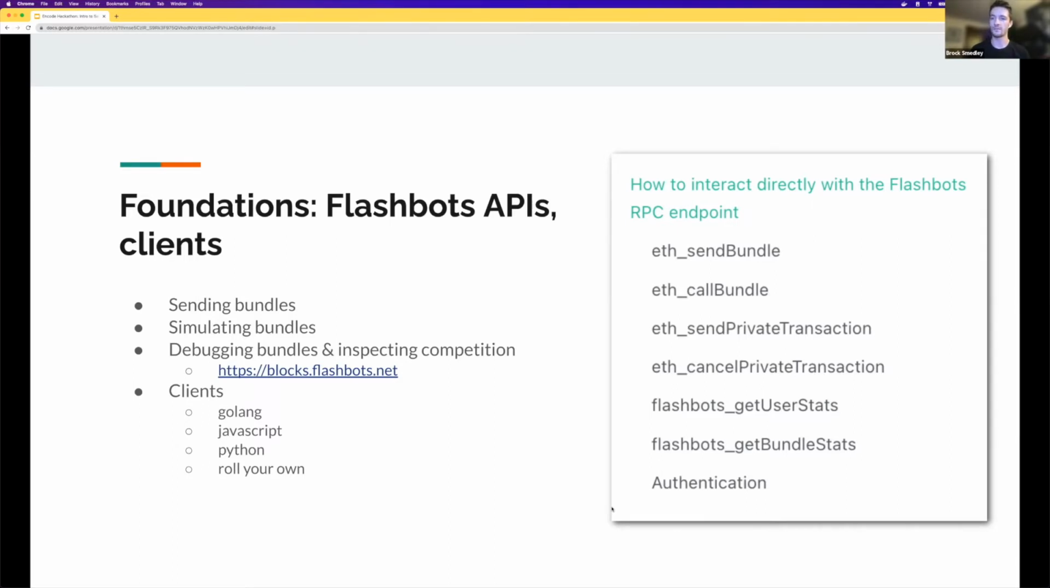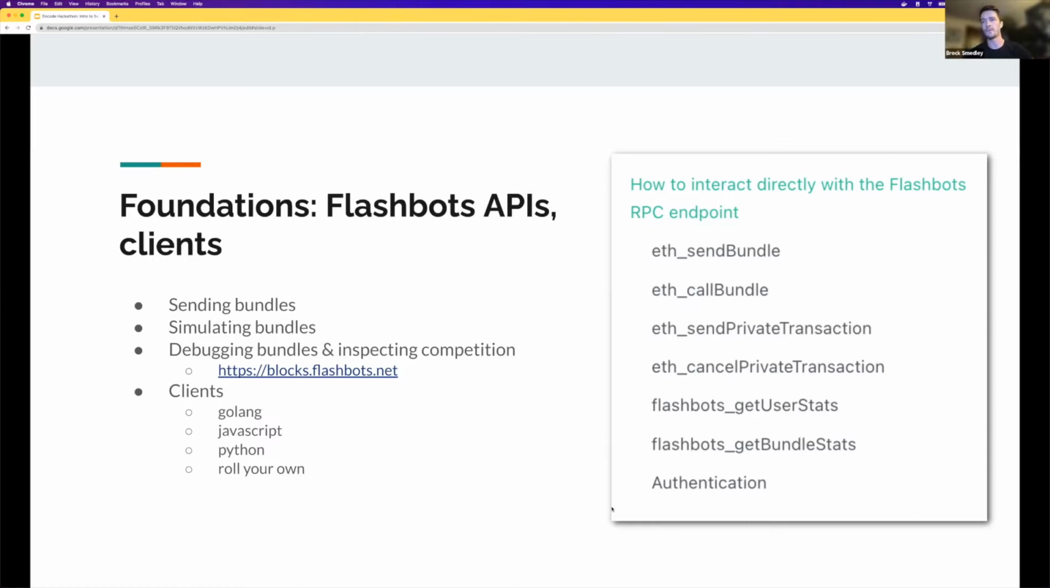ETH call bundle is used for simulating bundles. You would use this if you want to see what would happen if your transaction, or your bundle, were mined. You send your bundle to ETH call bundle with a target block, and it will create a simulation that includes your bundle in that block, and tell you what happens given the state of the block and what your bundle does to it. You'll get information like how much gas it used, whether it will actually be included or if it reverts, and some more general information about that.